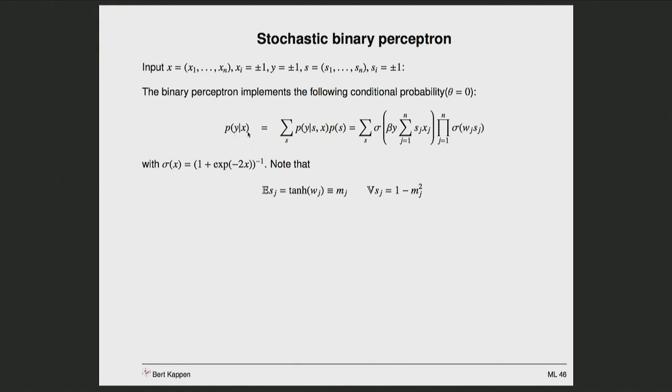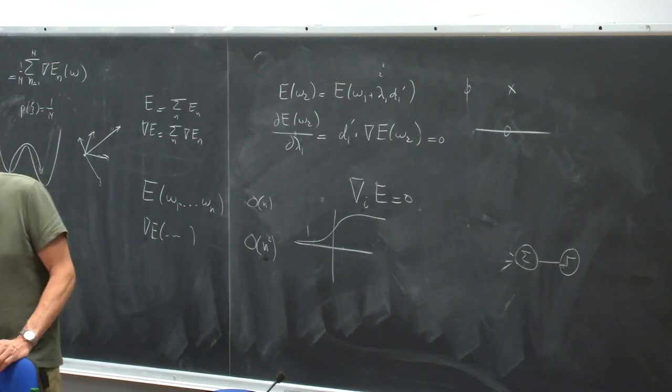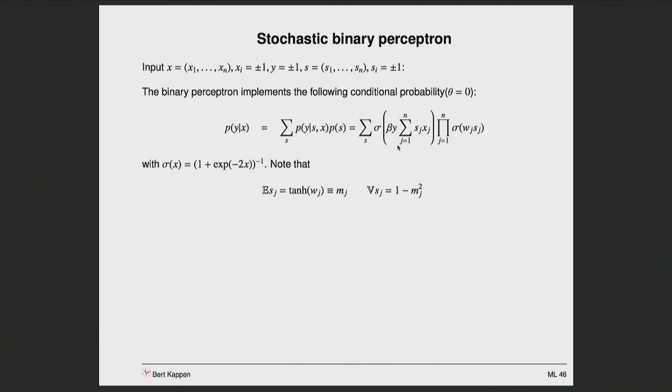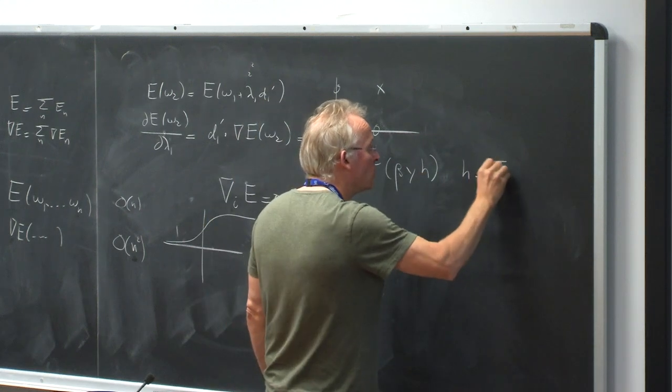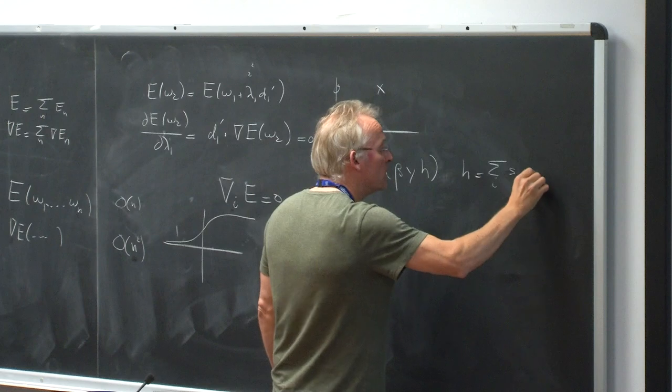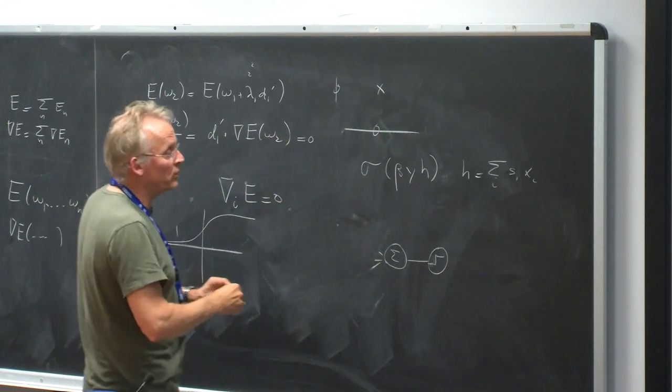The probability of the output given the input is now the sum over all the values of S of the probability of the output given S and the input, times the probability of S. This is just Bayes calculus. This probability of the output given S and the input is a perceptron. We can model it by a sigmoid function, which is basically like a hyperbolic tangent, with this kind of shape. So we have a sigmoid of beta y times h, where h is the sum over i of S_i x_i.